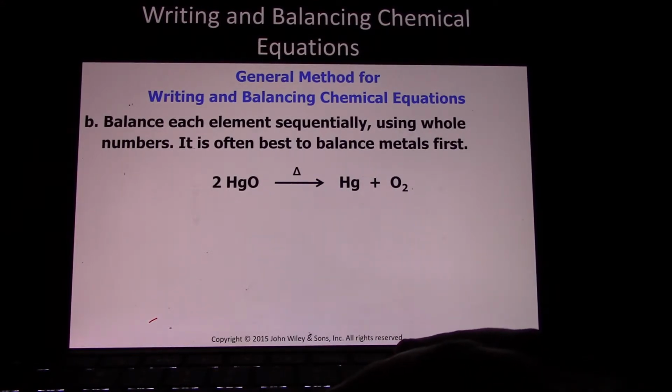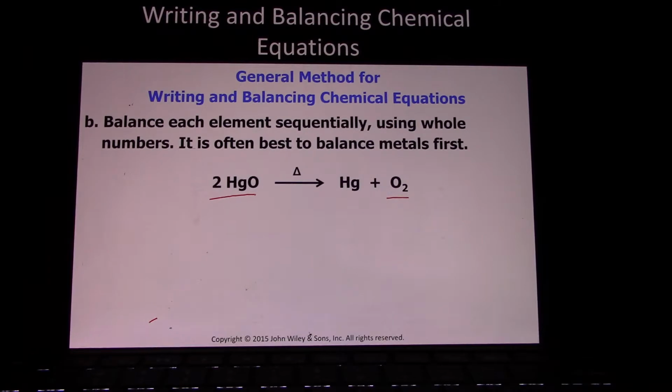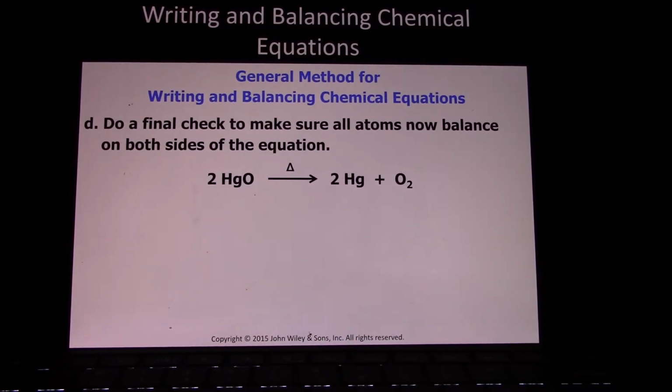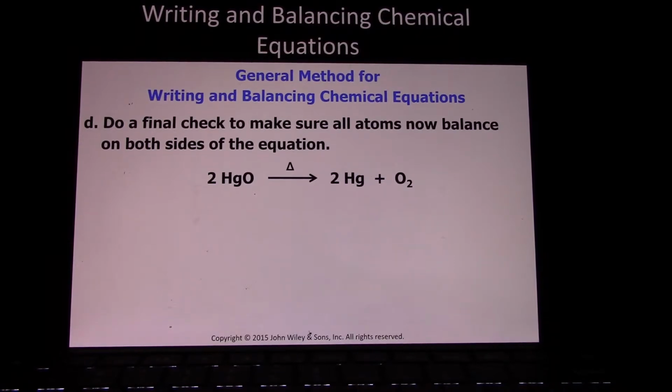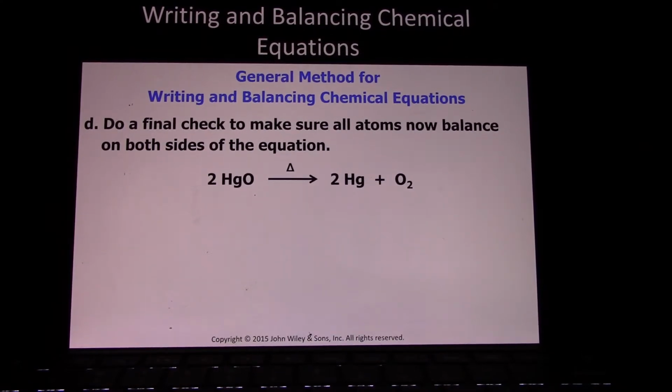Now my oxygens are balanced. I have 2 on each side of the arrow, but my mercury is not balanced. I have 2 mercuries on the left and only 1 mercury on the right. And so I'll put a 2 there, and now I finally have a balanced equation. I have 2 atoms of mercury on the left of the arrow, 2 atoms of mercury on the right of the arrow. 2 oxygen atoms on the left of the arrow, 2 oxygen atoms on the right of the arrow. And that's what makes this a balanced equation.